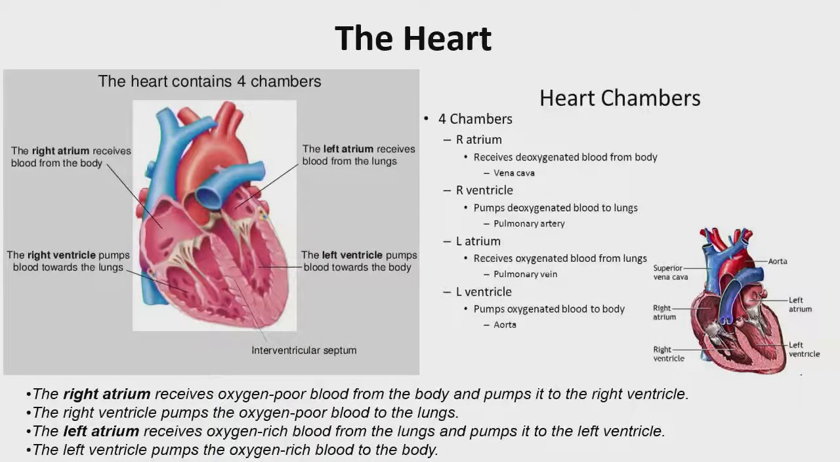Another topic is about the heart. With this topic, in most cases, I would probably ask you to explain the functions of the heart chambers. There are four chambers. When you are explaining the functions, you should mention the chamber first and then explain what it does. For instance, we have the right atrium, which receives oxygen-poor blood from the body and pumps it to the right ventricle. Then the right ventricle pumps the oxygen-poor blood to the lungs. Then the left atrium receives the oxygen-rich blood from the lungs and pumps it to the left ventricle, and then the left ventricle pumps the oxygenated blood to the body.